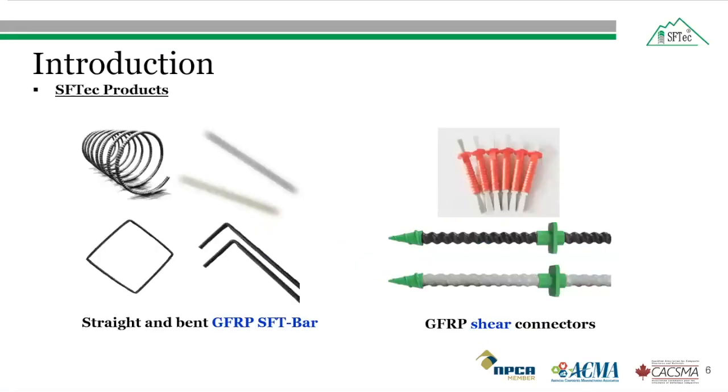At SFTec, we can produce different types of fiber reinforced polymer products depending on the project requirements. Some of the fiber reinforced polymer bars we produce are straight bar, spiral, stirrups for transverse reinforcement, bent bar, and glass fiber reinforced polymer bar shear connectors. The glass fiber reinforced polymer bar is widely used due to its production cost and it has better tensile strain compared to other fiber reinforced polymer bars.